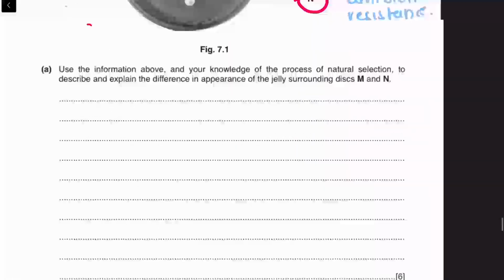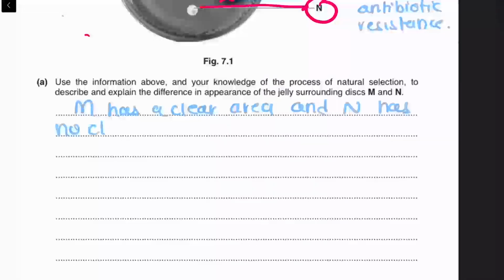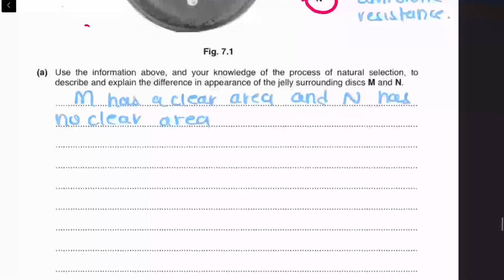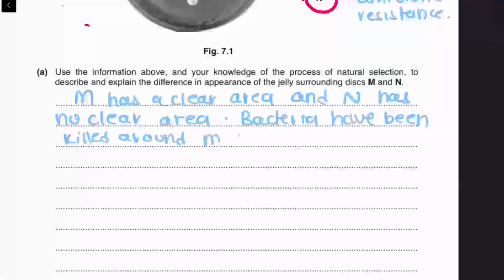Right. So use the info. So what you have to say is M has a clear area and N has no clear area. Bacteria have been killed around M but not N.